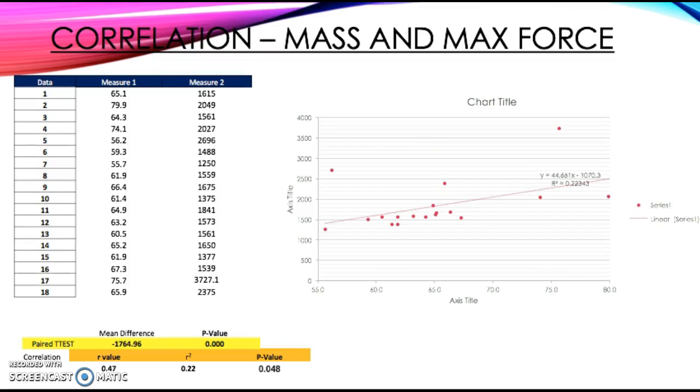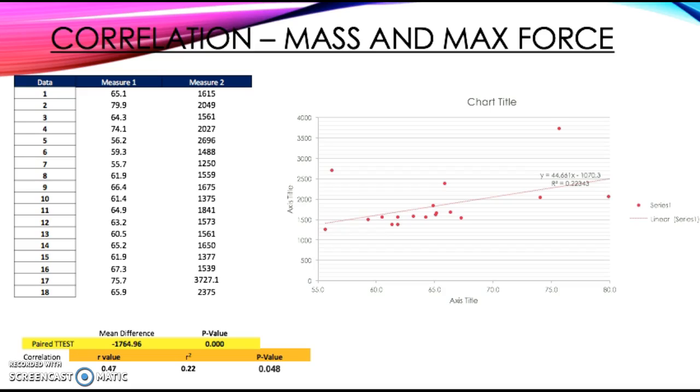The whole class's mass compared to their max force is not directly linked because the R value is 0.47, which shows that there is a moderately positive correlation because 0.47 is almost halfway to 1. This would suggest that possibly a greater mass results in a larger force. Sometimes, depending on the mass, the max force is larger, but not every time. The p-value is 0.048, which means that the data isn't very reliable because it is just under 0.05.